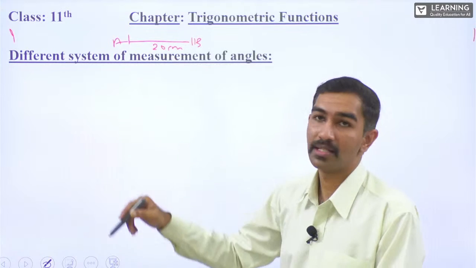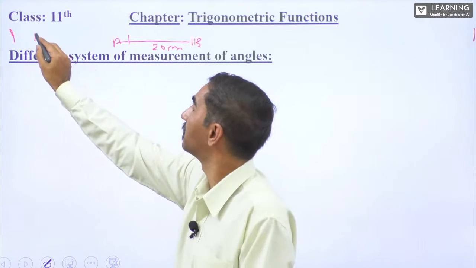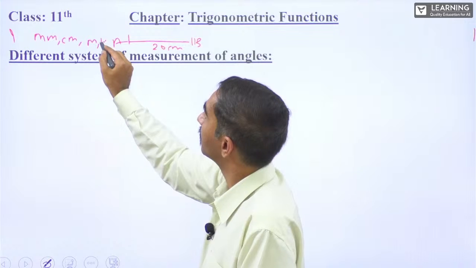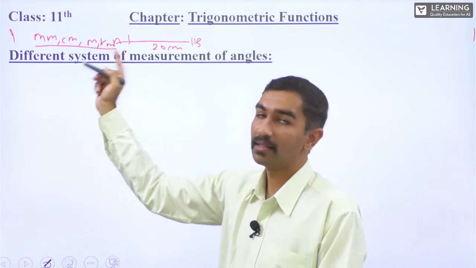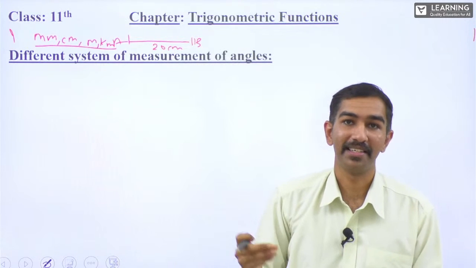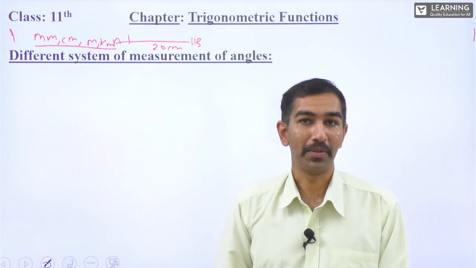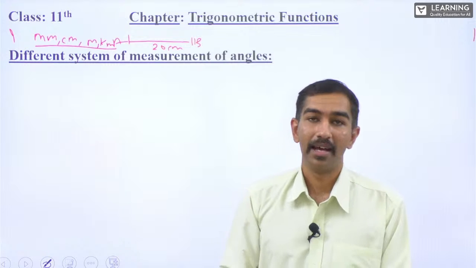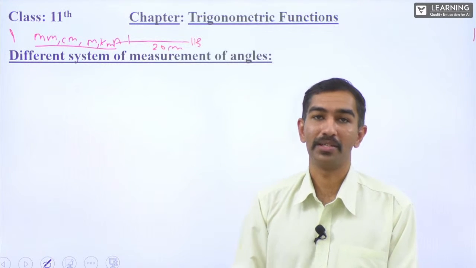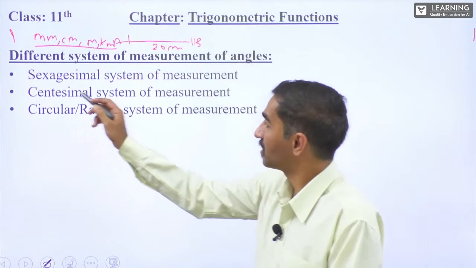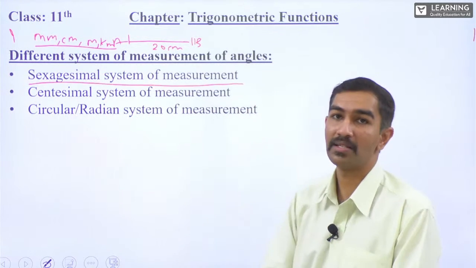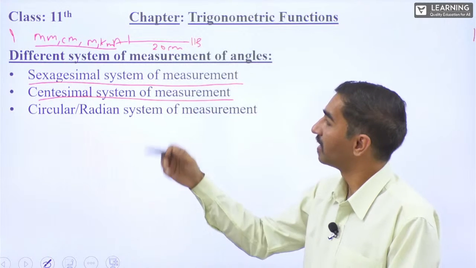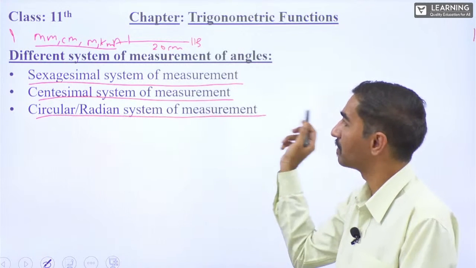So what are the different units in which the length can be measured? Okay, let us start with mm. Millimeter, centimeter, meter, kilometers. What are these all things? These are the units in which we can measure the length of a line. Similarly, students, how the line, or the length, can be measured in different units, in the very similar manner, angles can also be measured in different units. So what are those different units? The very first system of measurement is called as sexagesimal system of measurement. Okay. The next system of measurement is called as centesimal system of measurement. And the third one is called as circular or radian system of measurement.